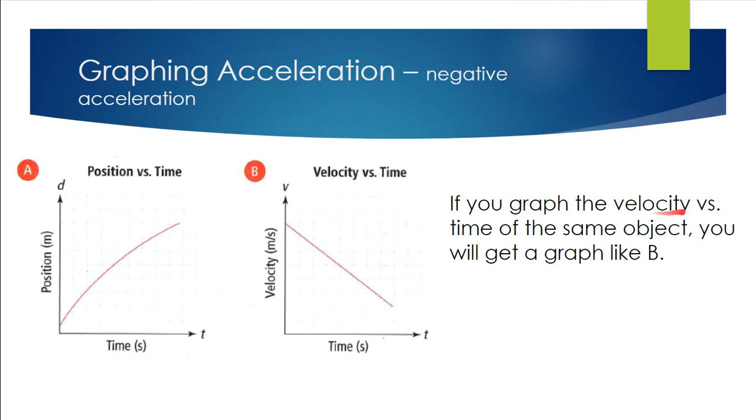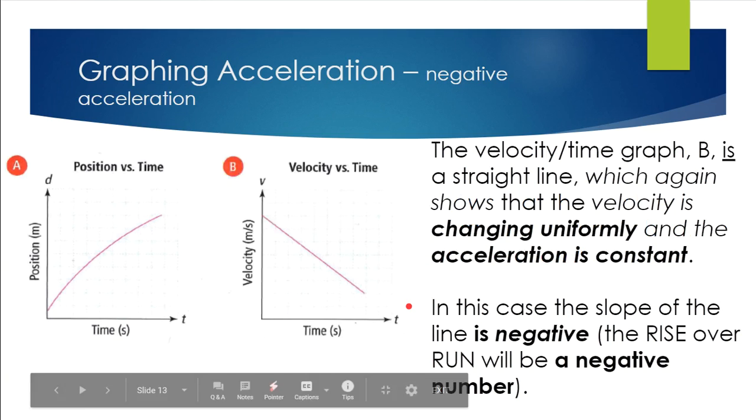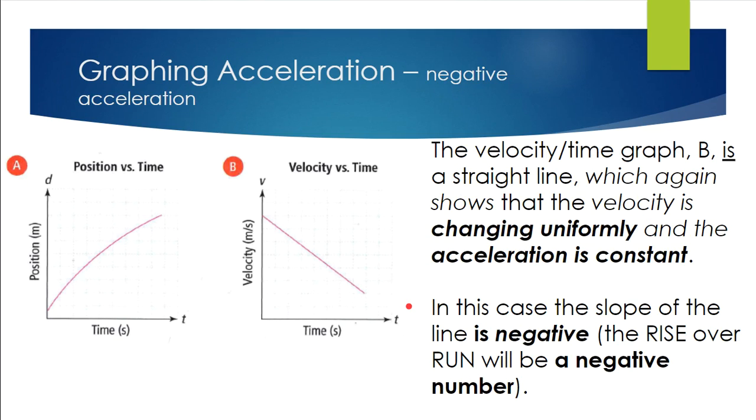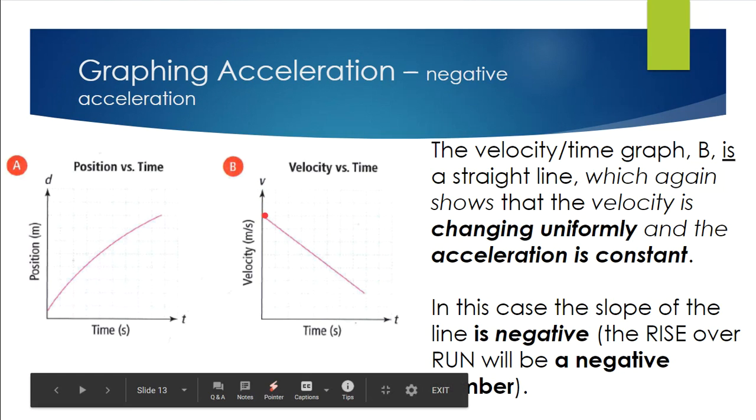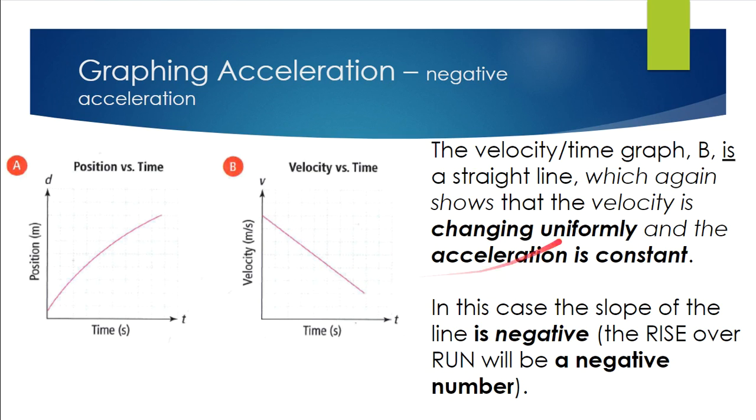If you graph the velocity versus time of the same object, you will get a graph like B. Okay. It's sloping down. The velocity time graph in B is a straight line, because we have a constant acceleration, which again shows the velocity is changing uniformly and acceleration is constant.